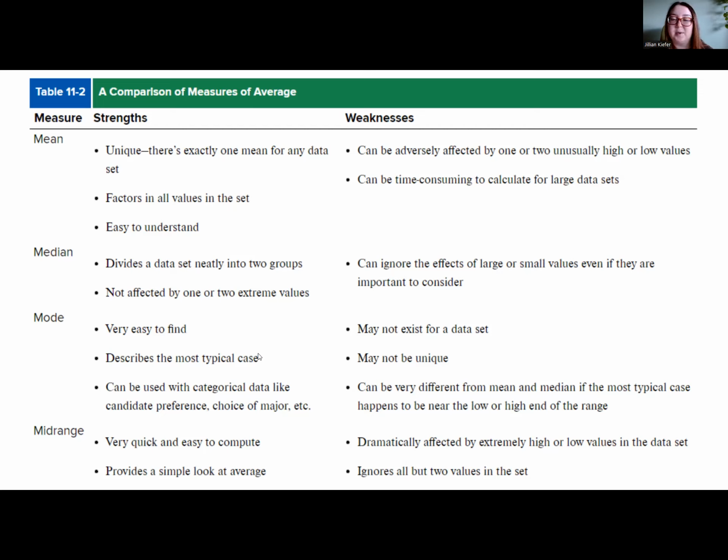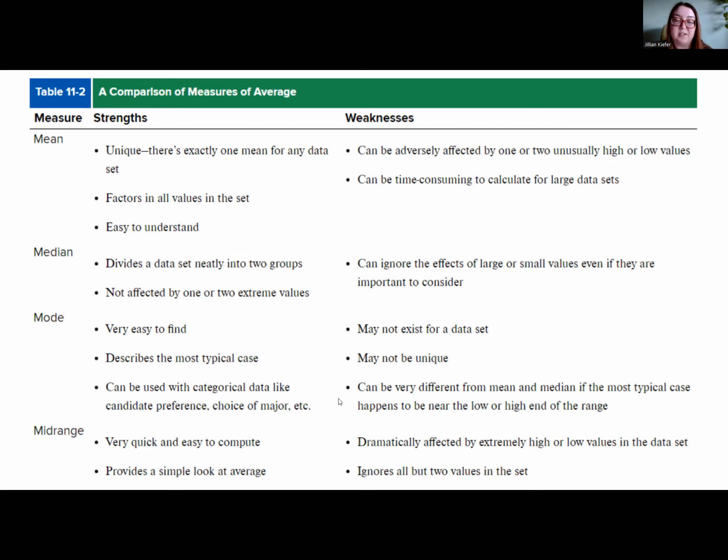But the weaknesses of the mode are also quite a few. It may not even exist for some data sets. It may not be unique, so there could be multiple of them. And it can be very different from the mean and median if the most typical case happens to be near a low or a high end of ranges. So it can be wildly different from a mean or a median.